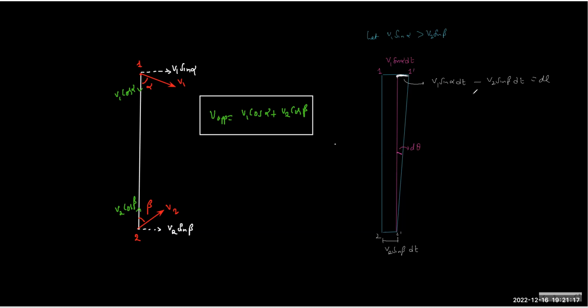So v1 sin alpha dt minus v2 sin beta dt equals dl. Now you can always treat this extra as the arc length. You can think of the separation as the radius. So although it's a flat surface, it's very small, so we can treat it as an arc length. This is the dl, and this length becomes the radius.